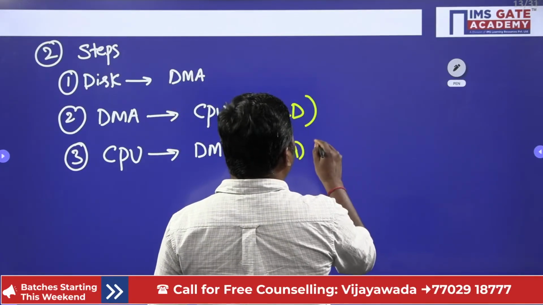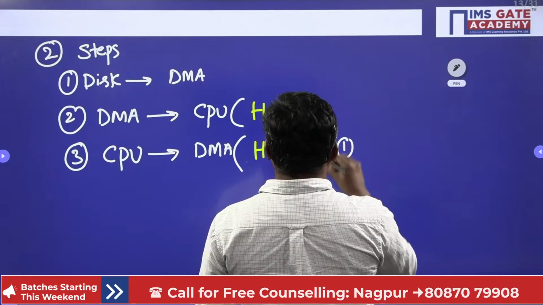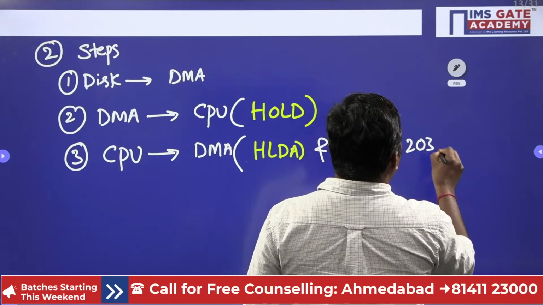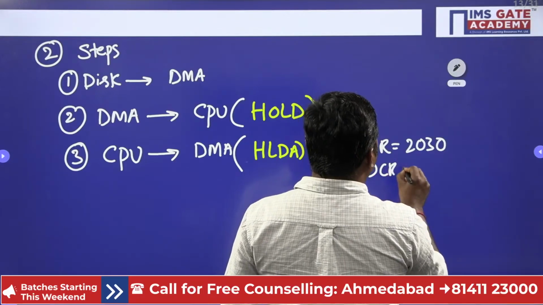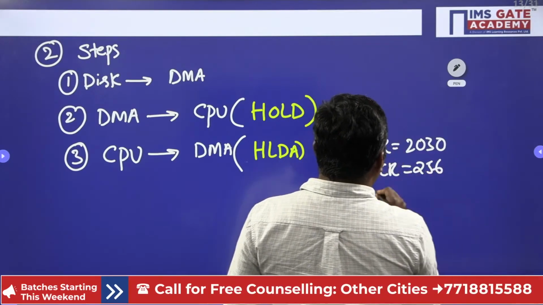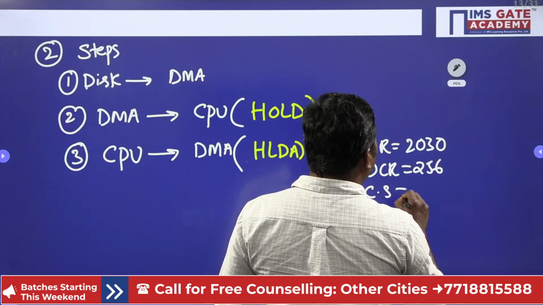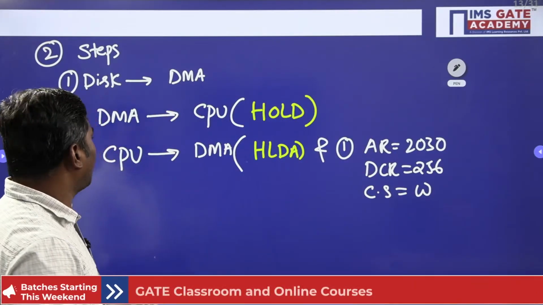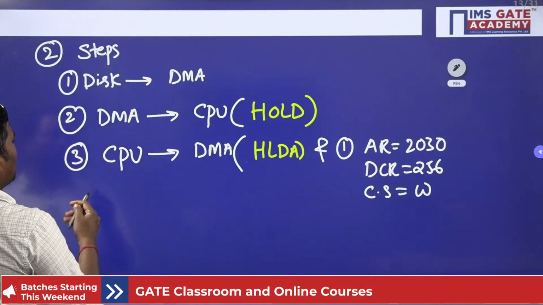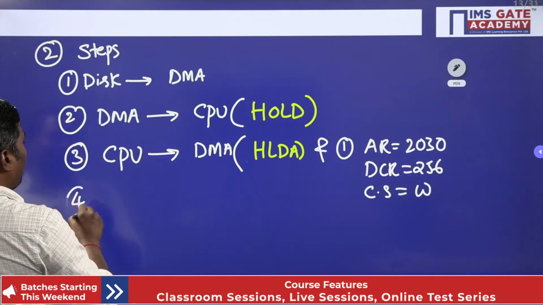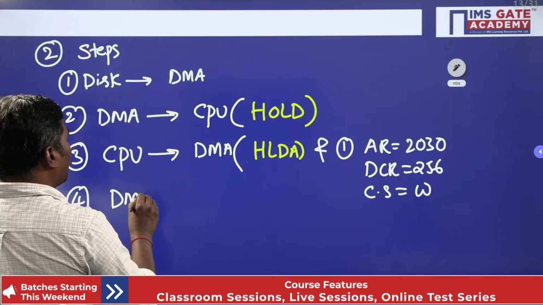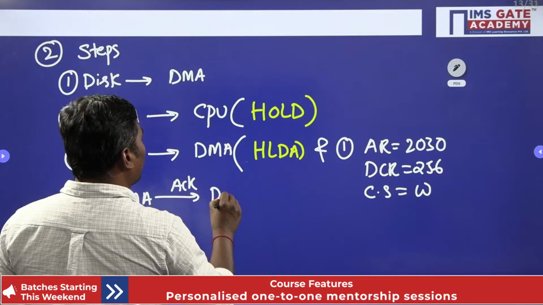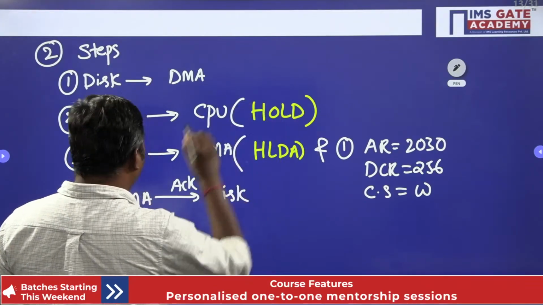By initializing, what are the initialization steps I told you? The address register should be 2030, the data count register should be 256, and the control signal is the write signal. This is done by the initialization steps. Step number 4: the DMA gives the acknowledgement to the disk, saying enable the data line.